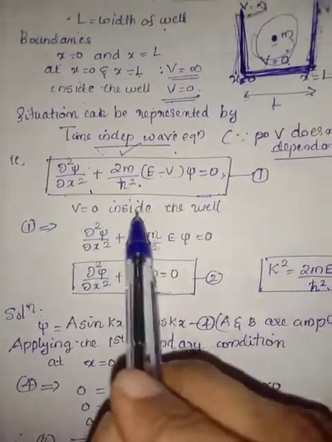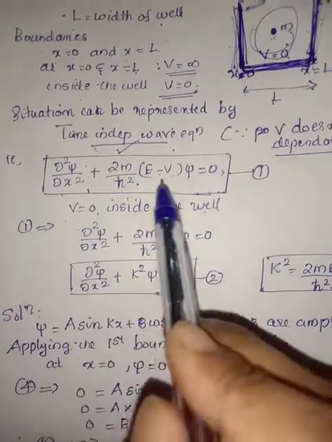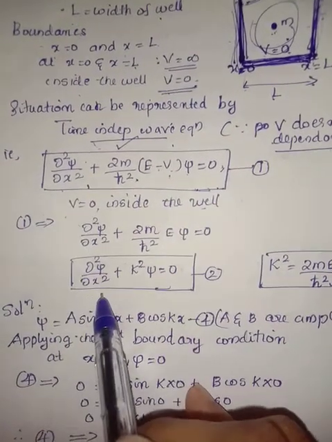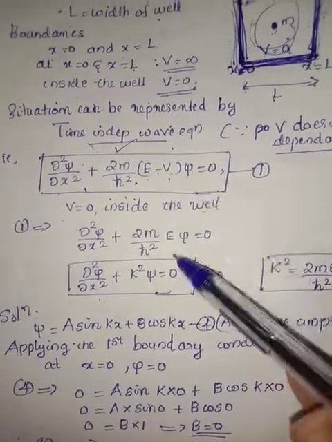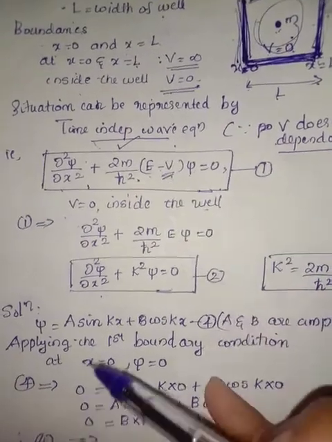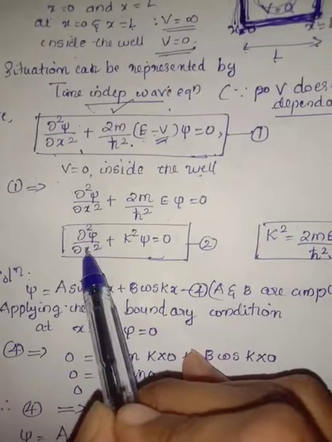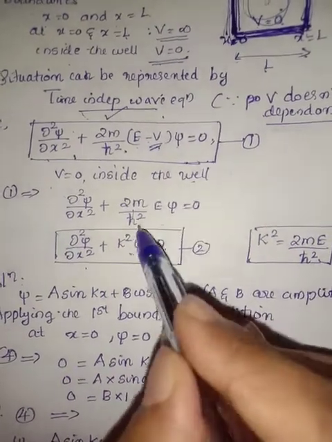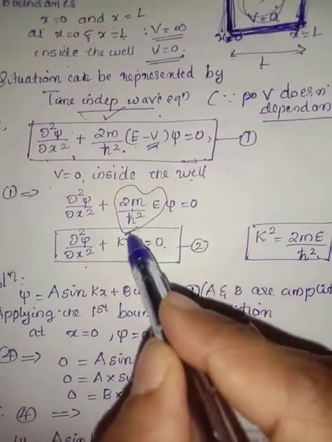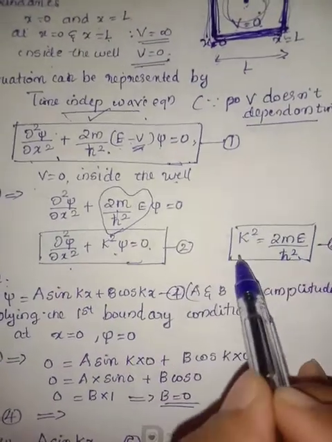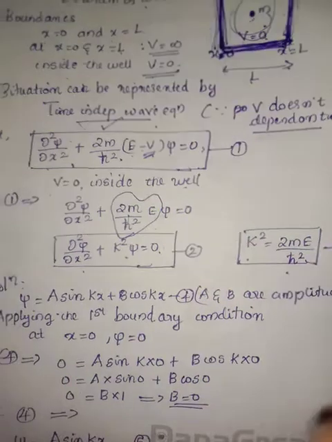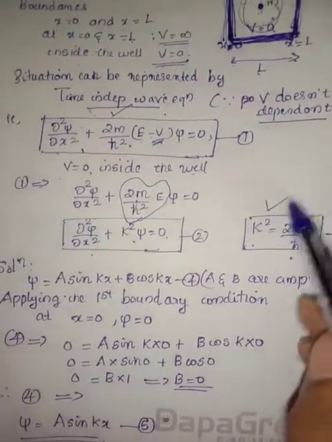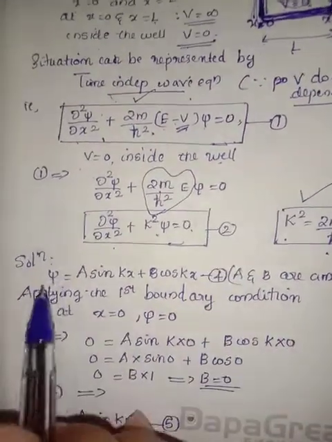Now we know that inside the well potential V is equal to 0. So this equation will become dou square psi by dou x square plus 2m E by h cut square psi is equal to 0. This can be written as dou square psi by dou x square plus k square psi is equal to 0, where we replace the constant 2m E by h cut square with k square. K square is equal to 2m E by h cut square. Now we have to find this k.